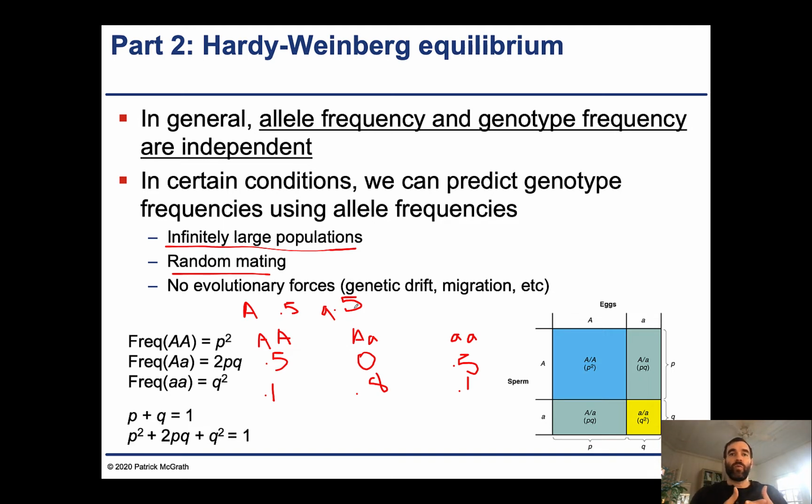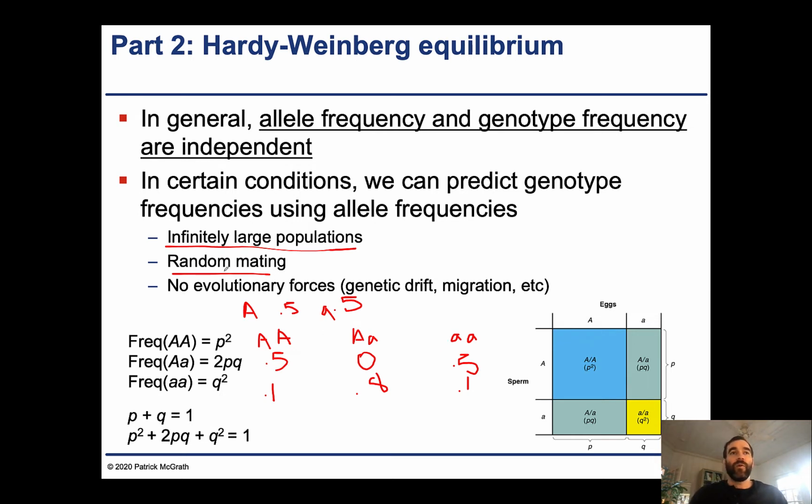So in general, you can't always assume you know what the genotype frequency is if you're given the allele frequency. And the opposite is not true. If you're given the genotype frequency, you can always calculate the allele frequency from that.